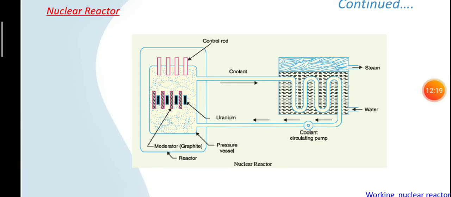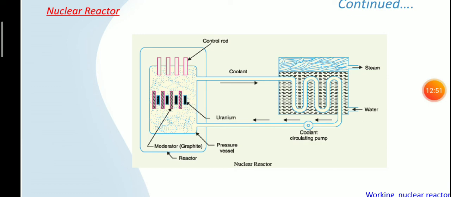While fission happens, an enormous amount of heat is produced. This heat is transferred to the heat exchanger by using a coolant, which passes through a pipe inside the heat exchanger, and in the heat exchanger, using that heat, the water is converted into steam. And this steam is given to the steam turbine, which is coupled to the generator to produce electrical energy.